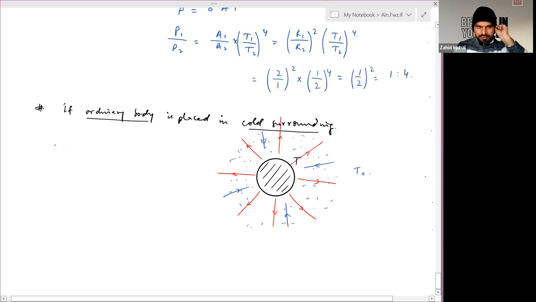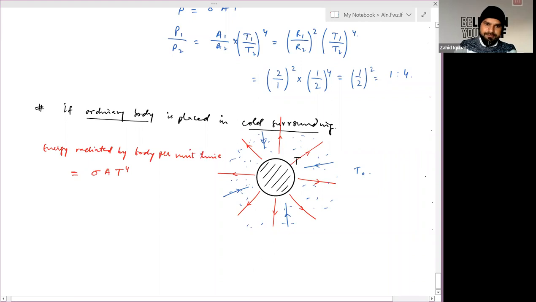So if you have to calculate the energy radiated by the body, it will be equal to sigma into area into temperature to the power 4. This is the energy radiated by the body per unit time. I'm calculating per unit time. So it will be about this much.